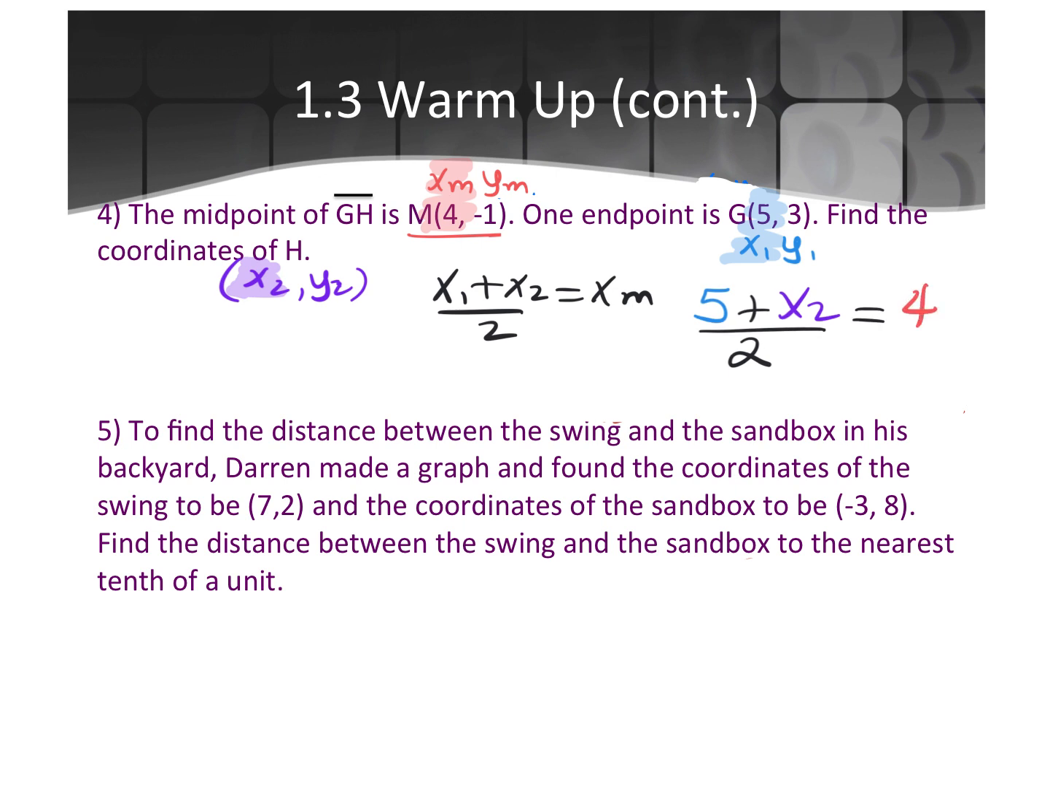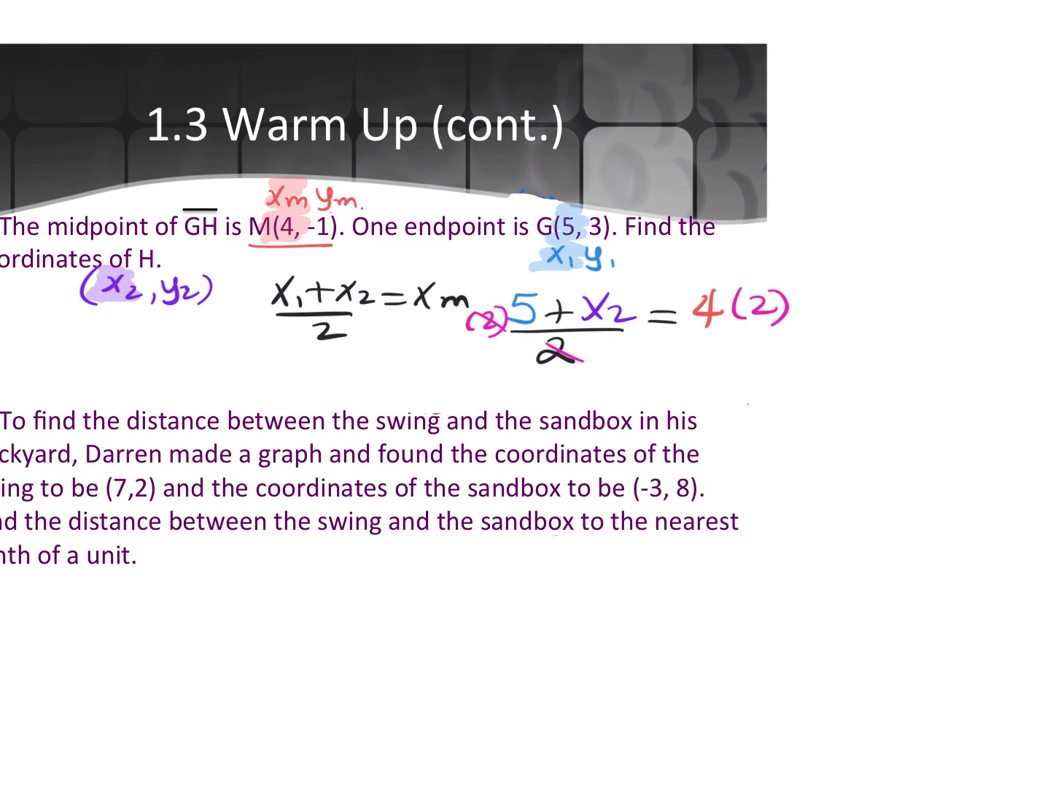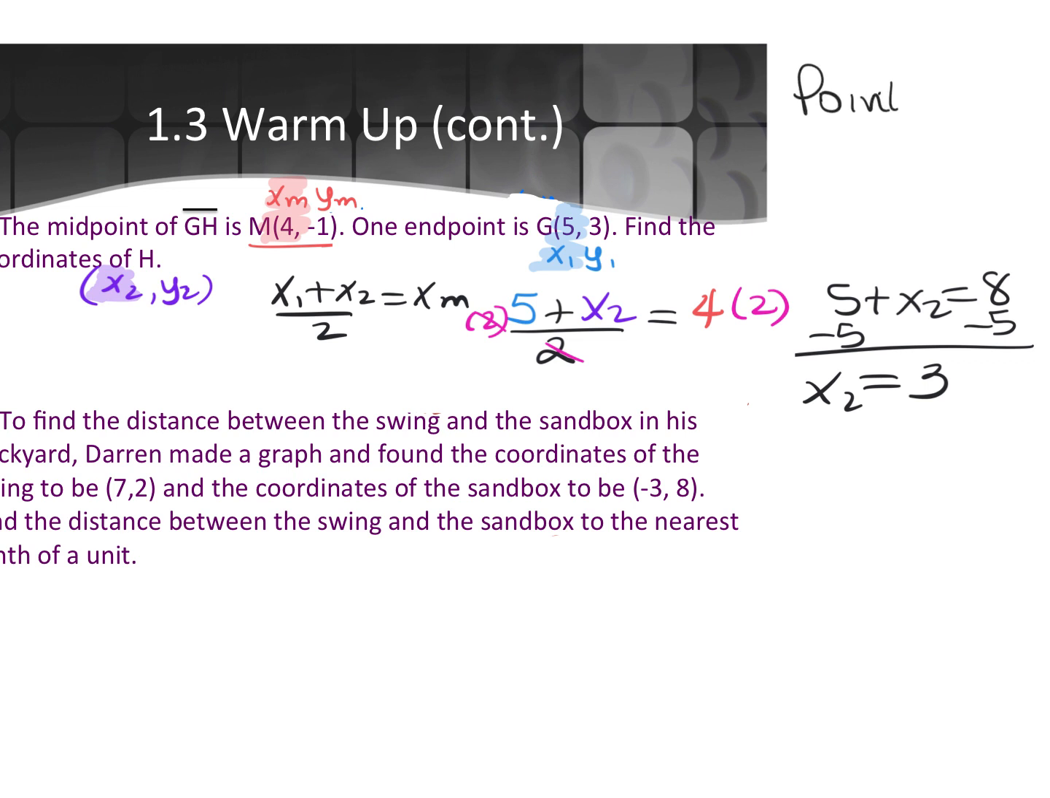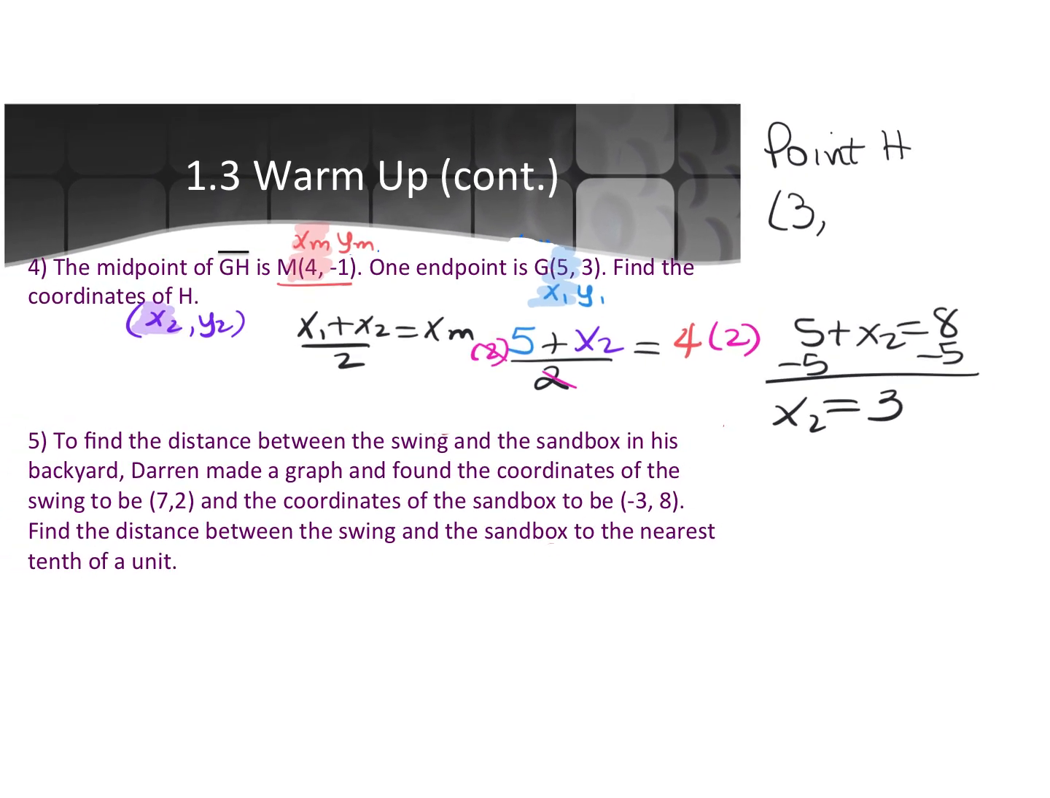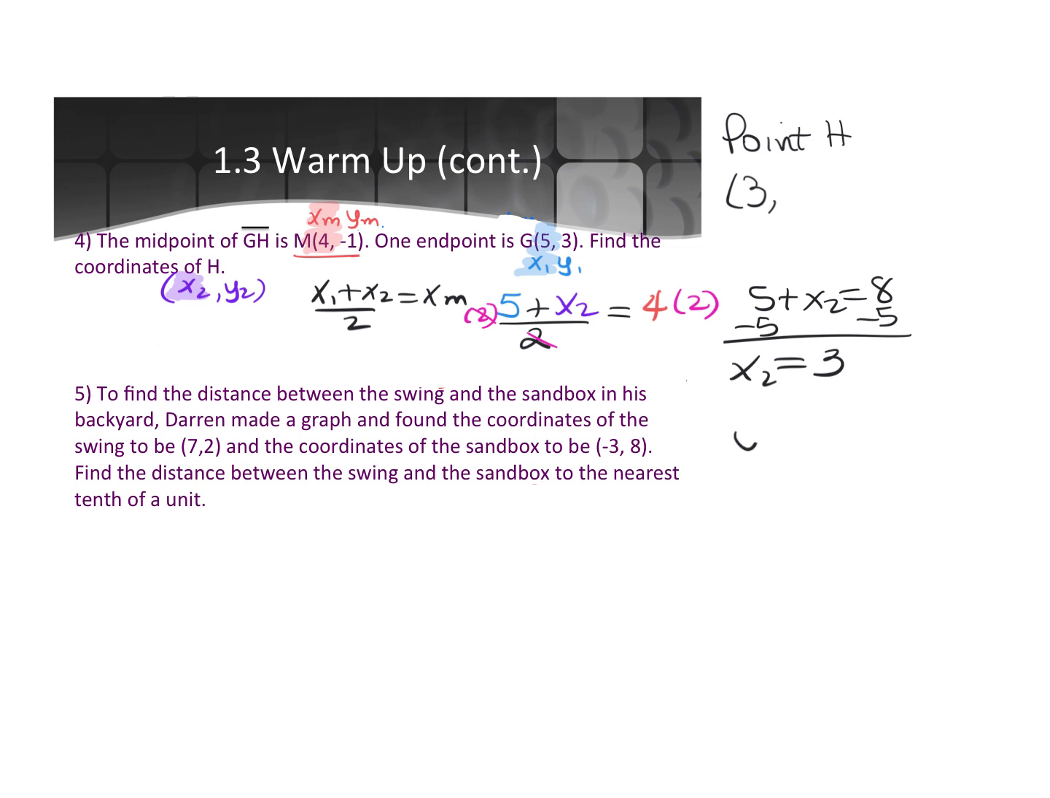Here's where your algebra skills come into play. First thing I need to do is clear the fraction. So I'm going to multiply both sides by 2. And now I'm left with 5 plus x sub 2 equals 8. Subtract 5. And the x of my endpoint, point H, so far I found the x of that ordered pair. Now I need to find the y, and I'm going to use y1 plus y2, divide by 2, equals the y of the midpoint.